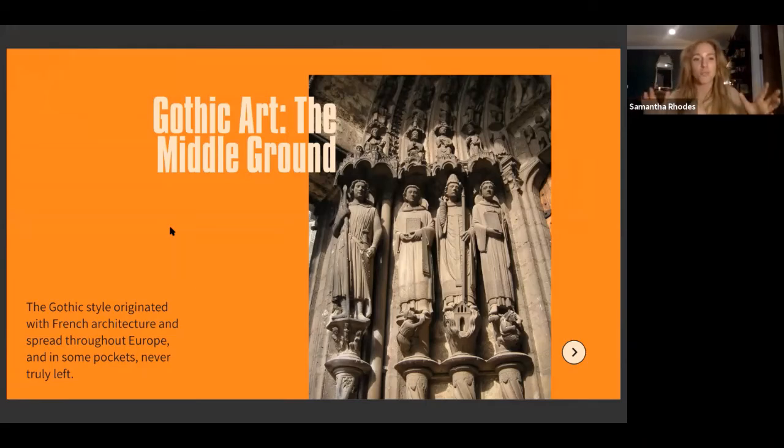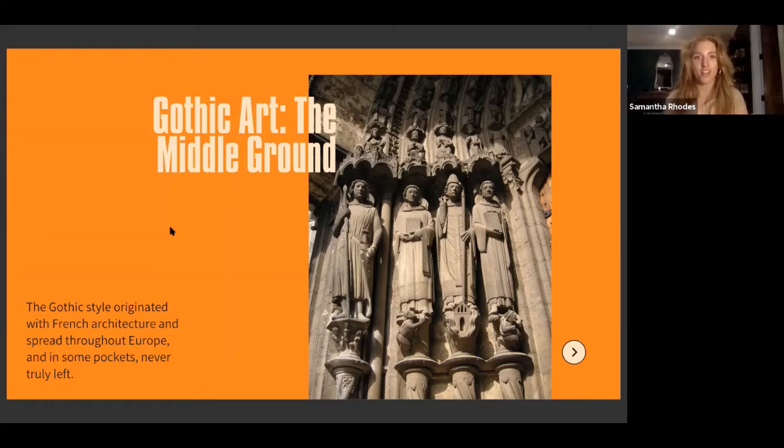It kind of blew up. It originated with French architecture and then quickly spread throughout Europe, and in some pockets never truly left. When we think of Gothic art, we usually think of Gothic architecture, but it did extend into the visual arts as well. And when we think of Gothic architecture, we think of a lot of the cathedrals, probably the cathedral in Milan. We think of Notre Dame. We think of these old, very impactful churches.